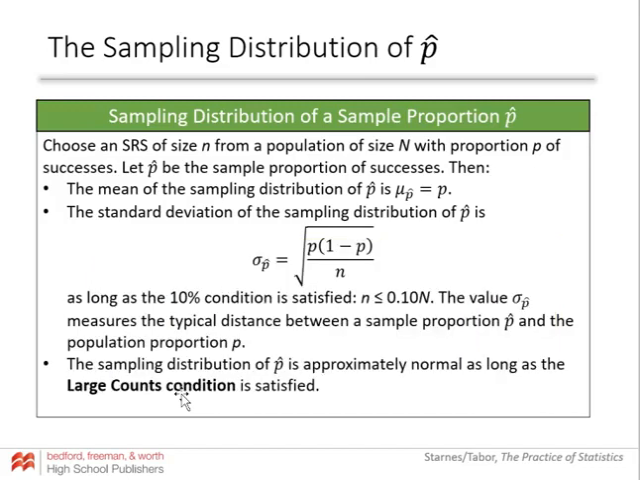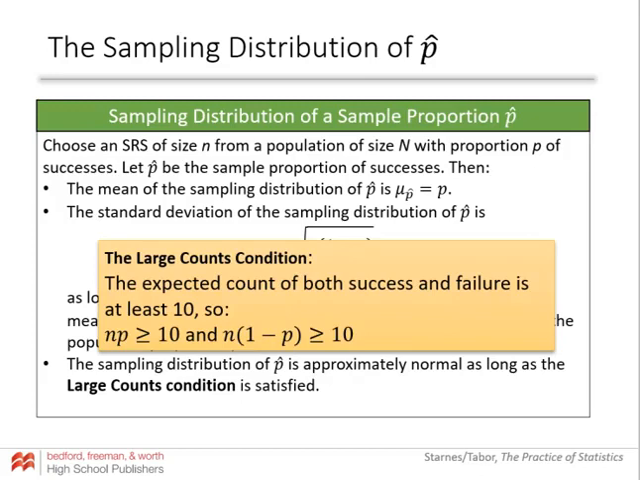All right, and then when we talk about shape, we can say that the sampling distribution of p hat is approximately normal, which means we can use our normal probabilities, like normalcdf and all of those things, as long as the large counts condition is satisfied. Okay, here's what the large counts condition says.